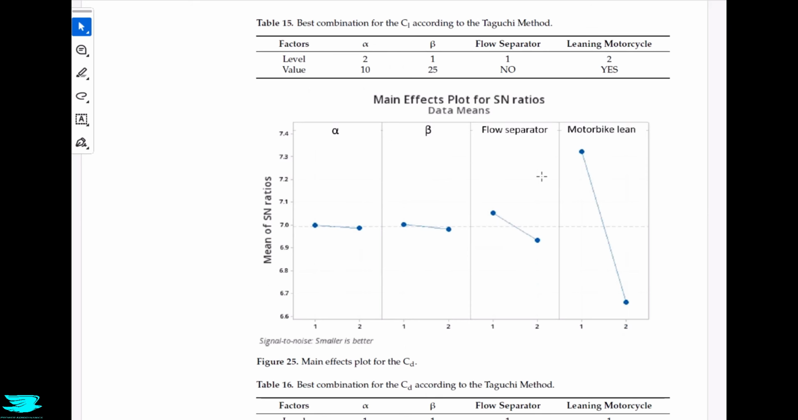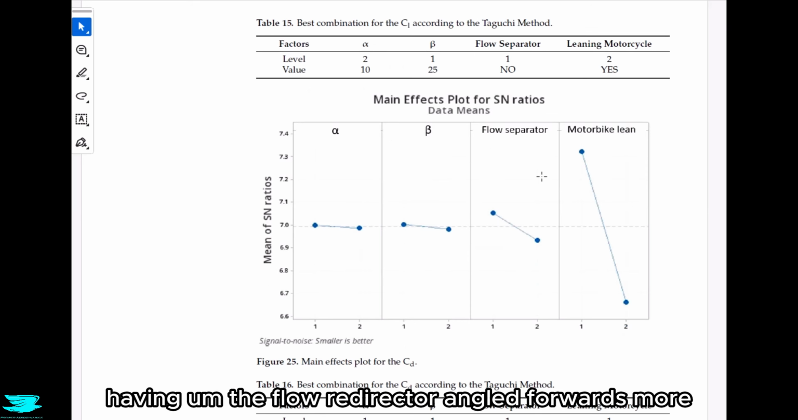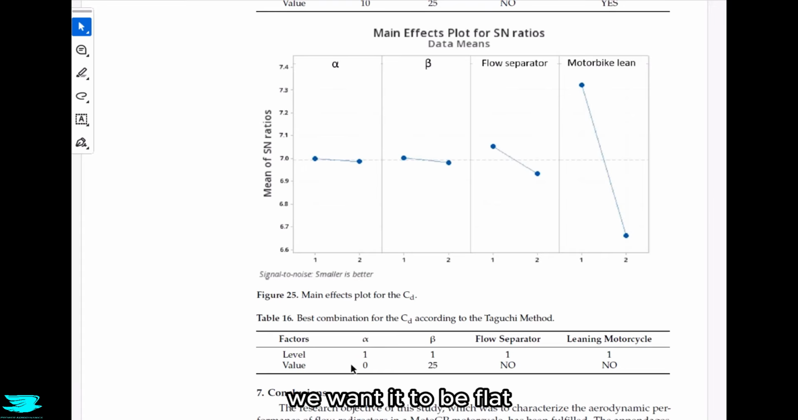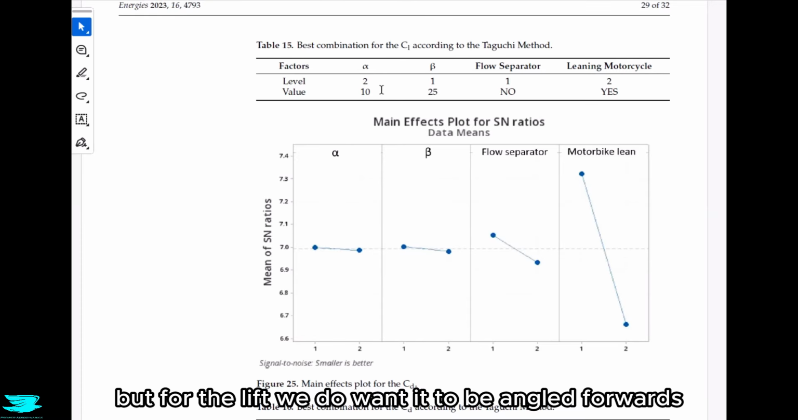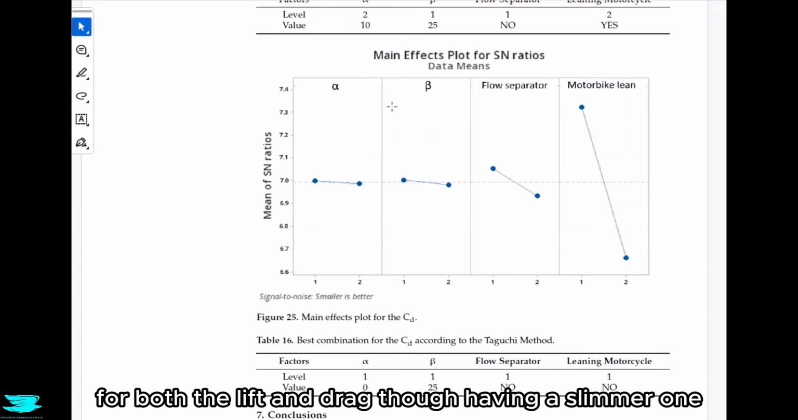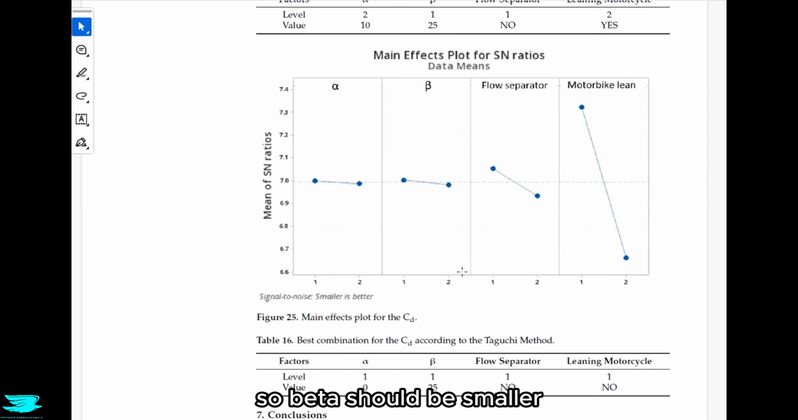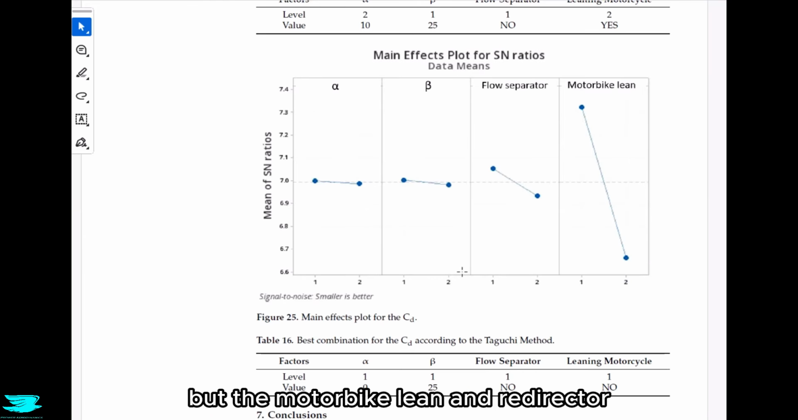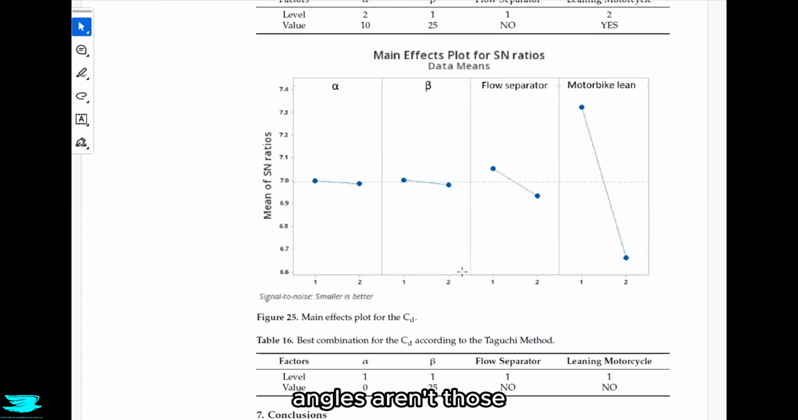But anyway, having the flow redirector angled forwards more, we don't want that for the drag coefficient. We want it to be flat, but for the lift, we do want it to be angled forwards. Anyway, for both the lift and drag though, having a slimmer one, so beta should be smaller, that's good for both of them. So there are some characteristics that are good for both the lift and drag coefficient reductions, but the motorbike lean and redirector angles aren't those. You actually want the opposite here.